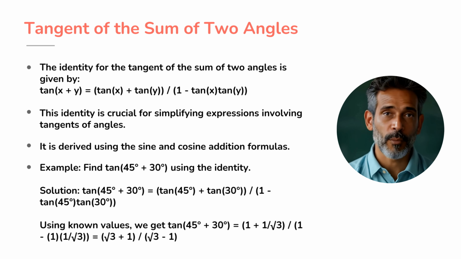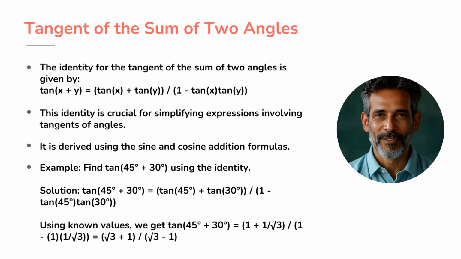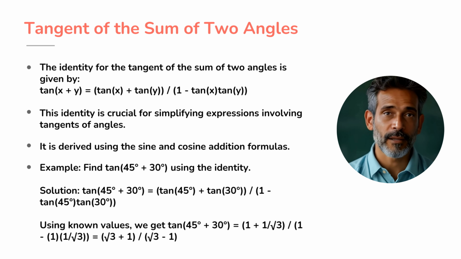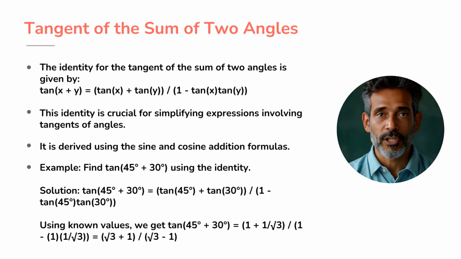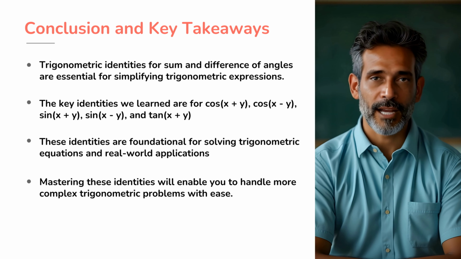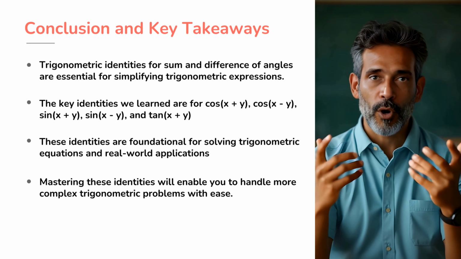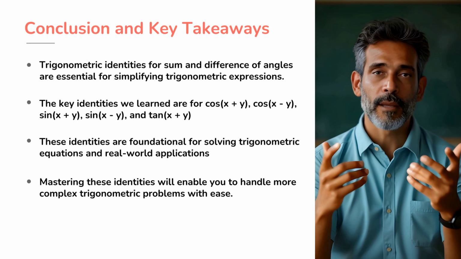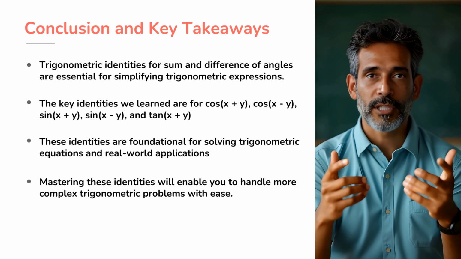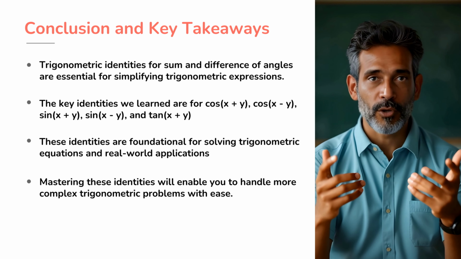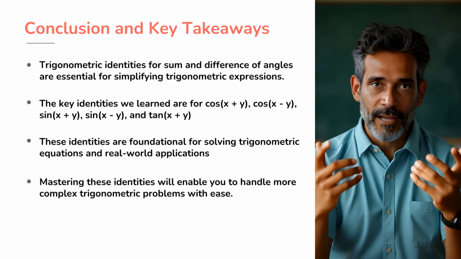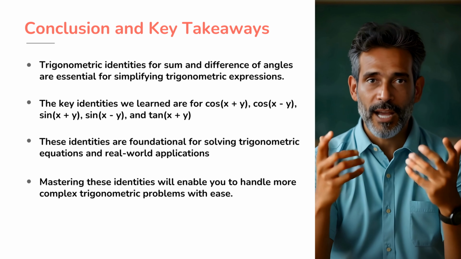Let's quickly recap what we've learned. We derived the key identities for sine, cosine, and tangent of sums and differences of angles. These will help you handle more complex trigonometric problems efficiently. Now that you understand how these identities work, you'll find that solving trigonometric problems becomes much easier. I hope you feel more confident in using these formulas. See you in the next topic, where we'll dive into more advanced trigonometric applications.